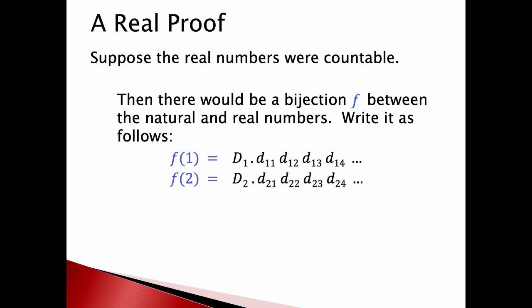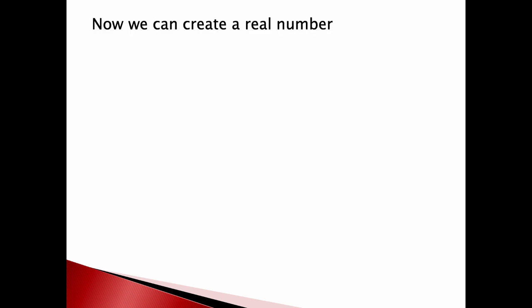Only I'll write it this way: capital D2, then a dot, then D21, D22, D23, D24. So if you've seen matrices and linear algebra, you see how I'm labeling things like you would label rows and columns in a matrix. So D31 is the third number and the first decimal place, and so on.